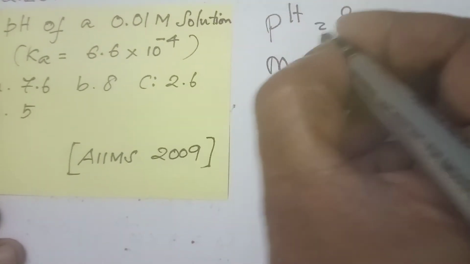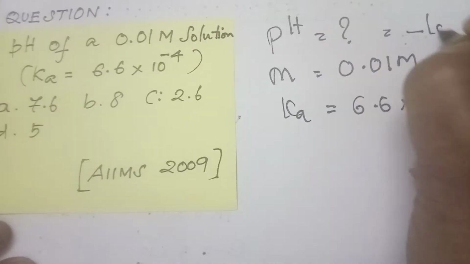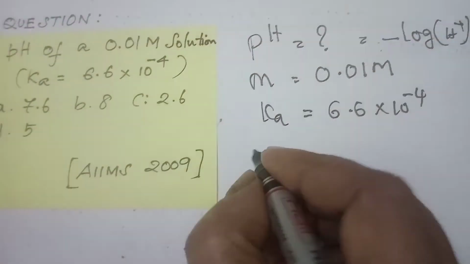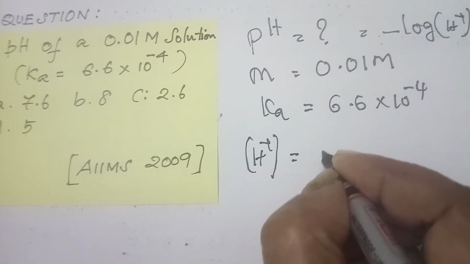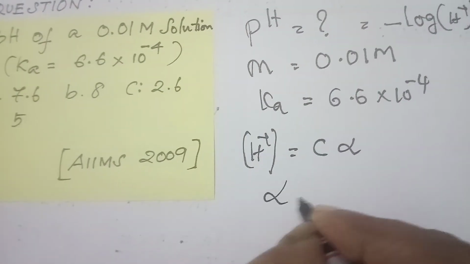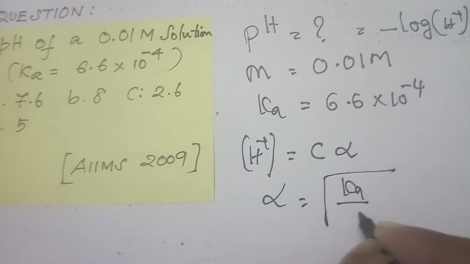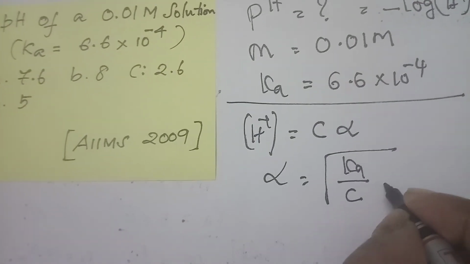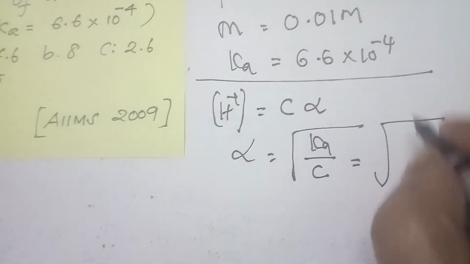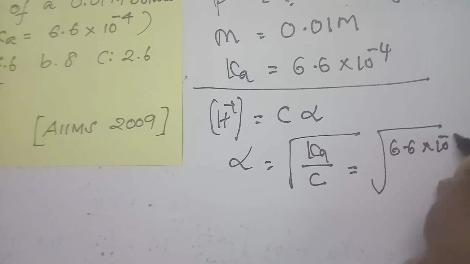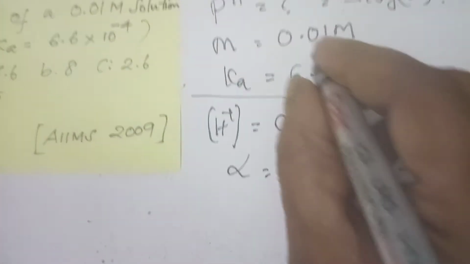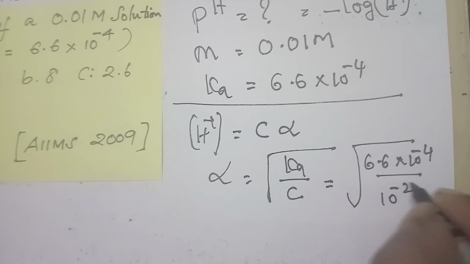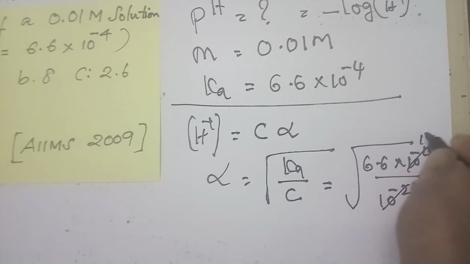Now let us calculate the pH. What is the formula? Negative log of hydrogen ion concentration. To calculate the hydrogen ion concentration, the formula is hydrogen ion is equal to C into alpha, where alpha is the square root of Ka by C. Since Ka is given, based on that I am writing the formula. Now let us substitute. Ka value is 6.6 into 10 power minus 4 divided by the concentration, which we can take as 10 power minus 2. So this gets cancelled and we have 10 power minus 2 only.